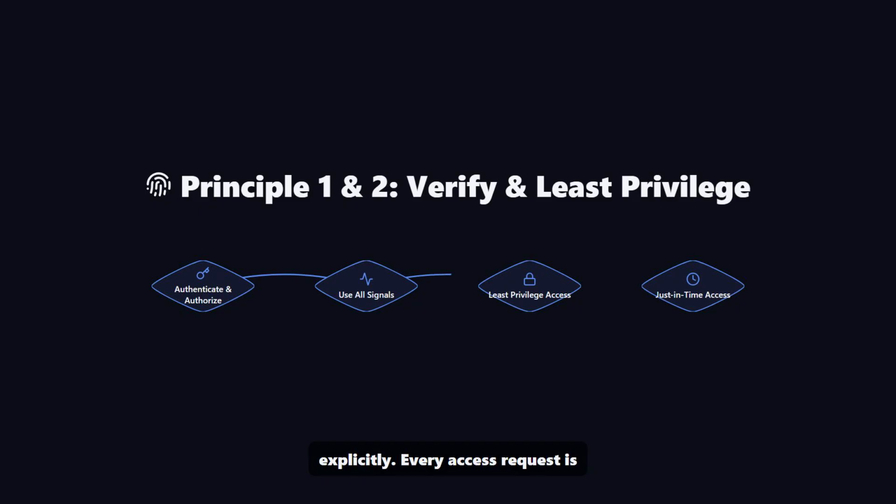Zero Trust Principle 1: Verify explicitly. Every access request is authenticated and authorized using all available signals. Principle 2: Use least privilege access. Exactly the minimum needed, just in time. Step: audit your agent's app registration permissions now.